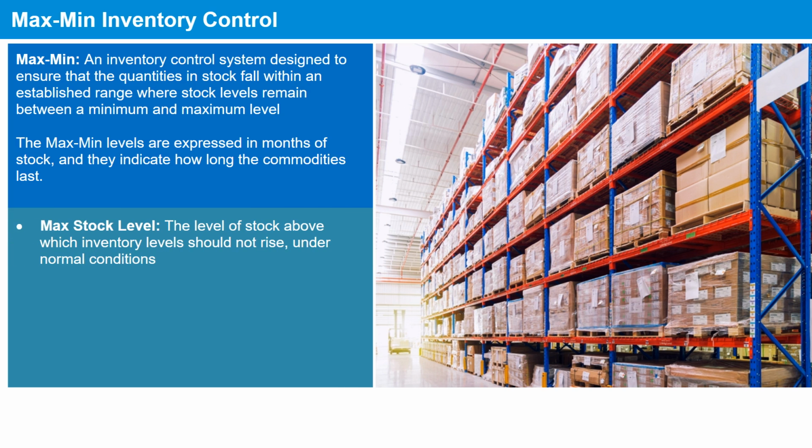The maximum stock level is the level of stock above which inventory levels should not rise under normal conditions. The maximum stock level is set as a number of months of stock, and these number of months indicate how long commodities will last. The minimum stock level is the lowest level of stock considered acceptable.